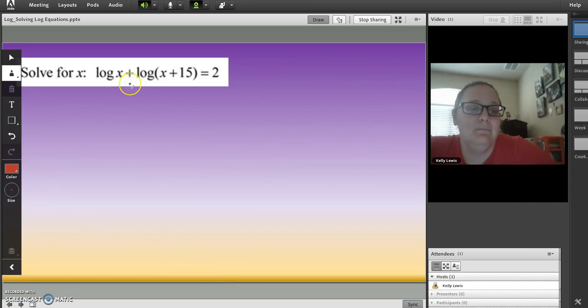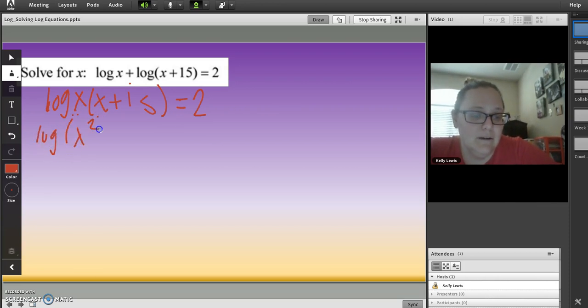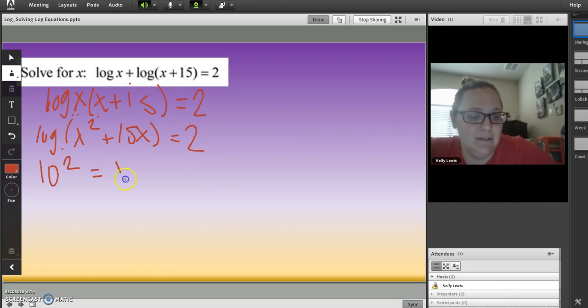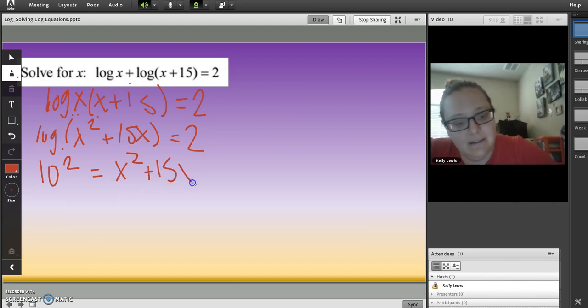All right, so here, adding means multiply. So log x times x plus 15 equals 2. Remember there's an invisible 10 right there. Hang on real quick before we do that. Let's multiply this. x times x is x squared, x times 15 is 15x, equals 2. Then there's an invisible 10 right there, so we're going to rewrite it: 10 squared equals x squared plus 15x.